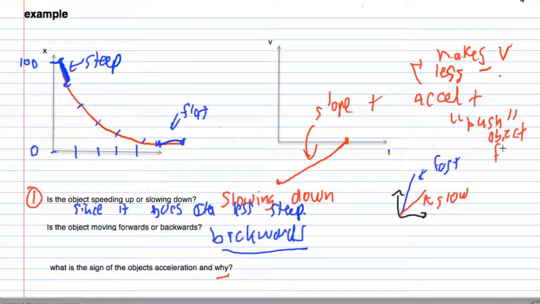And this is a very tricky idea that I don't think we can really get from a video. But I do want to emphasize this idea. It is in fact possible to have a positive acceleration and an object slow down.